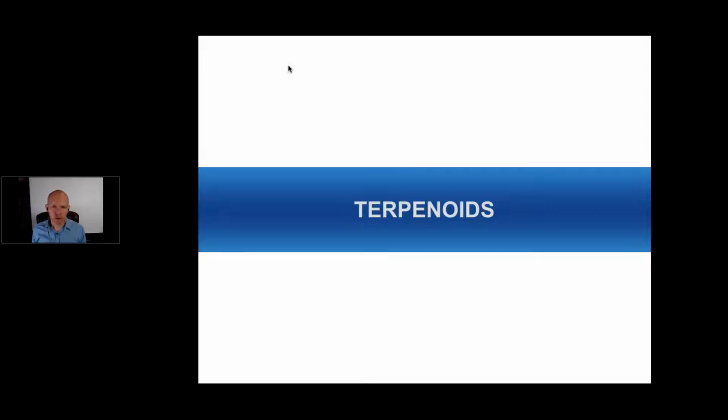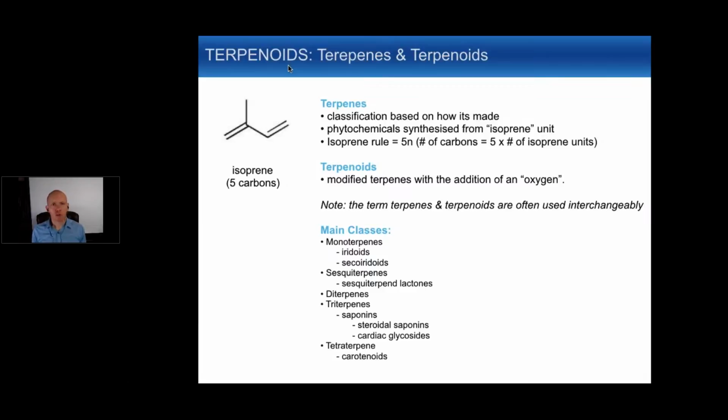Now, terpenoids are a very large class of compounds, and terpenoids are classified based on how they are made. So it's not based on anything else, so there may or may not be similarities between the different classes of terpenoids. But it's based on the structure and how it's made. Now, I'm going to use the terms terpenoids and terpenes interchangeably, okay?